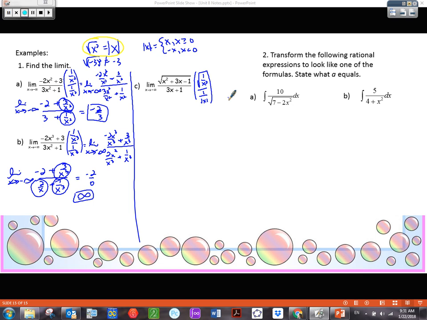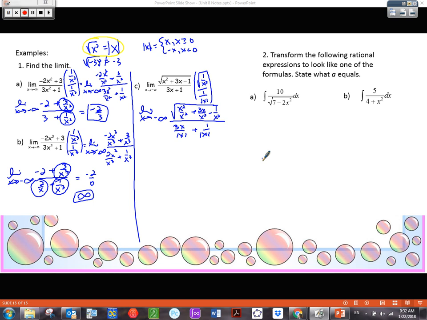Now I'm going to distribute. So I have the limit as x goes to negative infinity. In the numerator, I'm going to distribute that 1 over x squared underneath the radical. That's the only way I can multiply with the radical, with another radical. So that gives me x squared over x squared plus 3x over x squared minus 1 over x squared. That's what my numerator looks like. In the denominator, I'm going to multiply by 1 over absolute value x. That's an equivalent form. So I have 3x over absolute value x plus 1 over absolute value x. Let's pause here for a second. Is everybody okay?